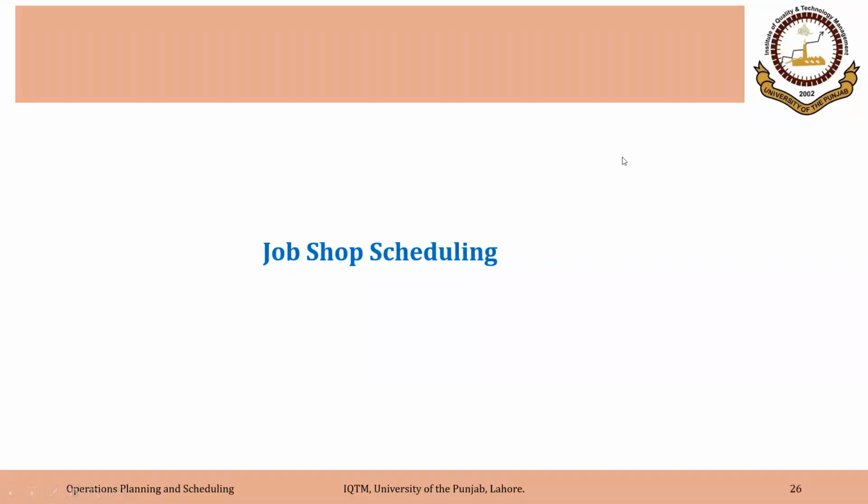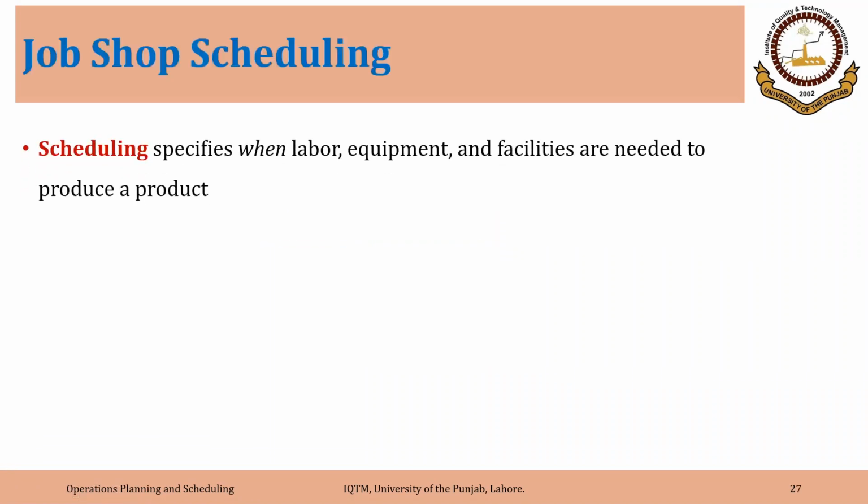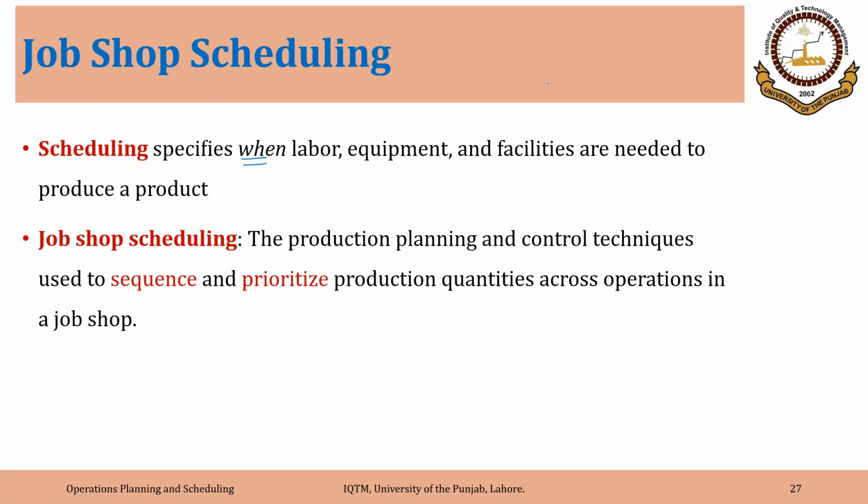Now we are going to start a discussion of job shop scheduling. The term scheduling specifies when labor, equipment, and facilities are needed to produce a product. And the term job shop scheduling means the production planning and control techniques used to sequence and prioritize production quantities across operations in a job shop.